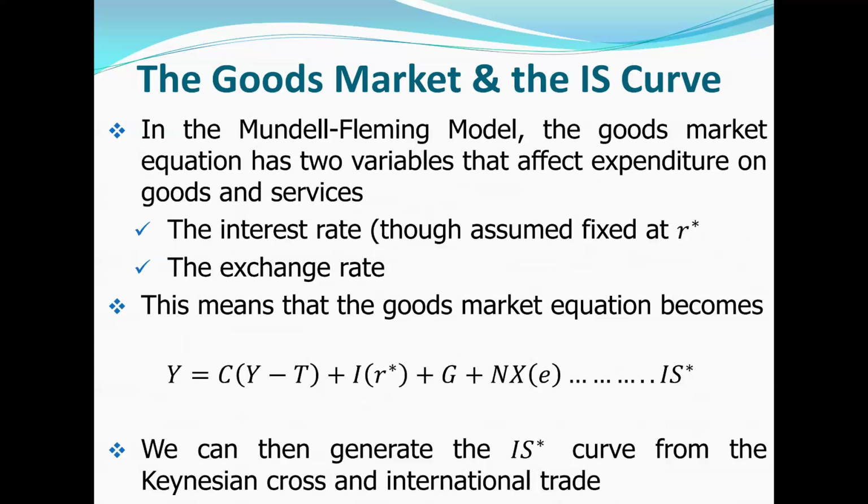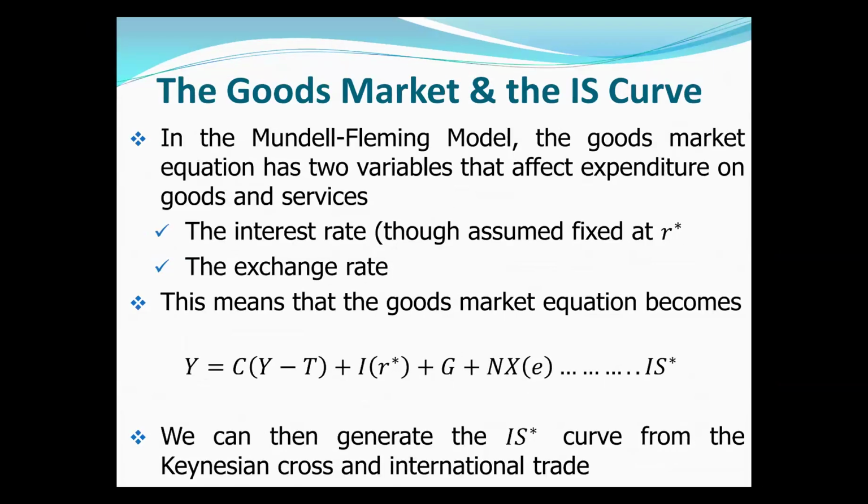Now, in the Mundell-Fleming model, there are two key variables that you work with in the goods market: the interest rates and the exchange rate. It's different from the other one. There you were working with what? Taxes, government expenditure. But now you just work with interest rates and the exchange rates. Very important.